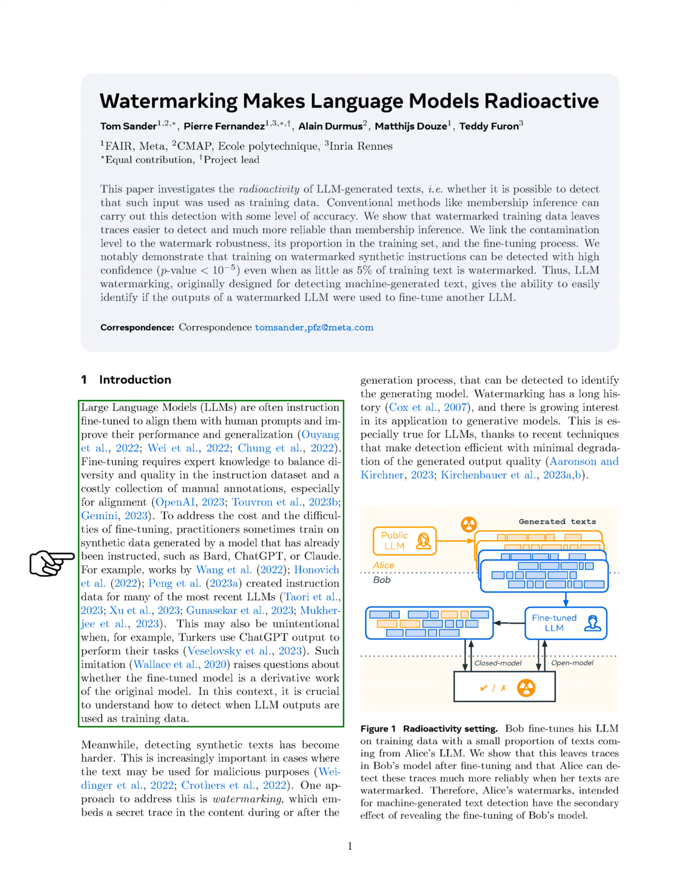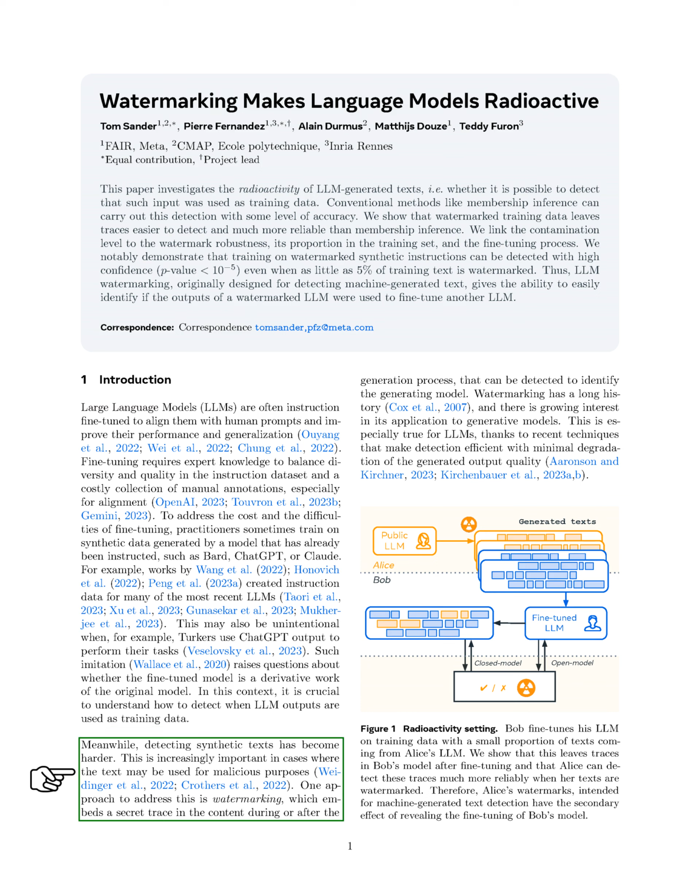To mitigate these costs and challenges, some practitioners opt to use synthetic data generated by pre-instructed models like Bard, ChatGPT, or Claude. This approach has been employed to create instruction data for many recent LLMs. Sometimes, this happens unintentionally, such as when workers use outputs from ChatGPT to complete their tasks. This practice raises legal and ethical questions about whether the fine-tuned model is essentially a derivative of the original model. It's crucial, therefore, to figure out how to detect when LLM outputs are being reused as training data.